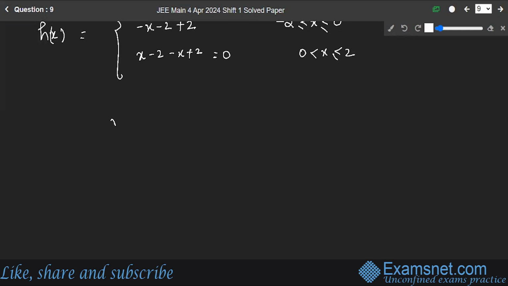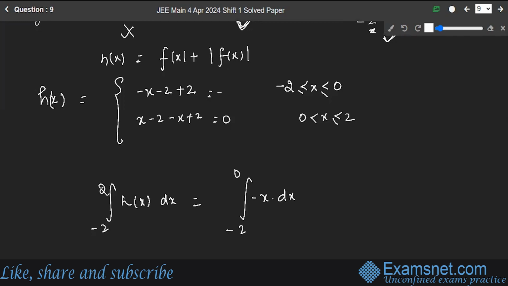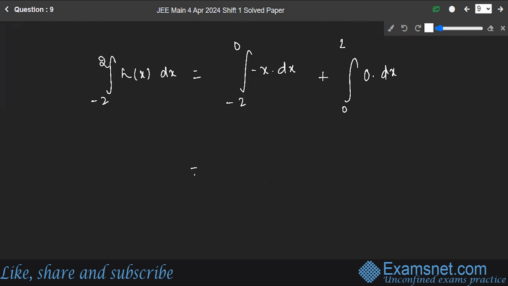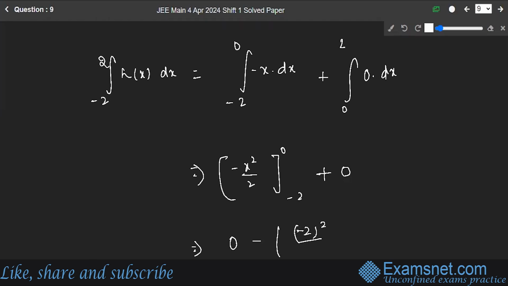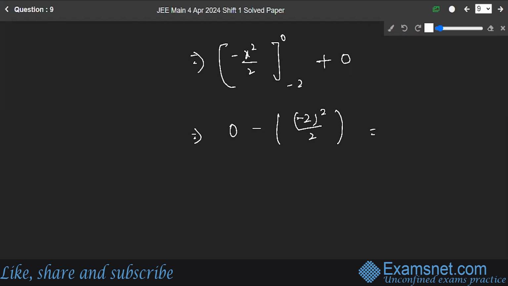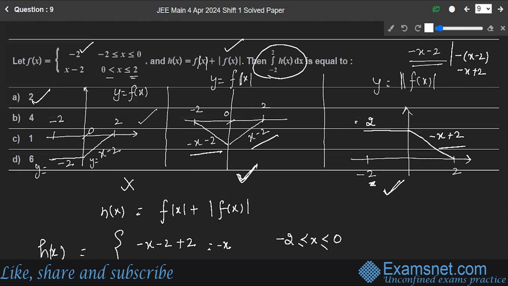Let's write it down. You have to find the integral from -2 to 2 of h(x) dx. I'll break it down: the integral from -2 to 0 of -x dx, from here, because this will give you -x, plus the integral from 0 to 2 of 0 dx. The second one will be 0, and the first will be -x²/2 from -2 to 0, which is 0 minus of -(-2)²/2, which will be equal to 2 only. Okay, so this is the answer to the question, option A.